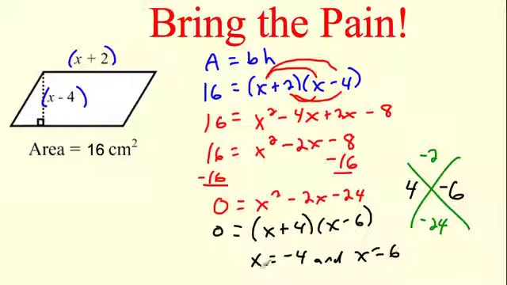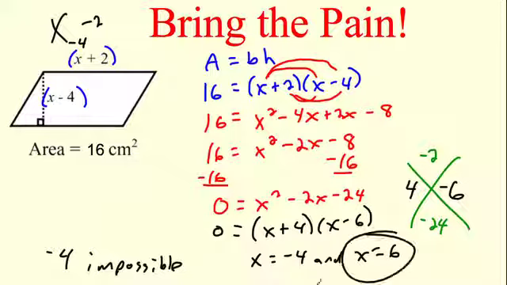Now, when I go back to this problem, is negative 4 really going to make sense? Can I really put negative 4 in for x? No, because negative 4 plus 2 is negative 2. Can this distance be negative 2? No, that's impossible. So negative 4 is actually impossible. Just to make sure, you may want to make a note of that. That doesn't work. But this 6 definitely does work. When you put it in, 6 minus 4 is 2, 6 plus 2 is 8, multiplies to 16, and you are good to go. Fantastic.